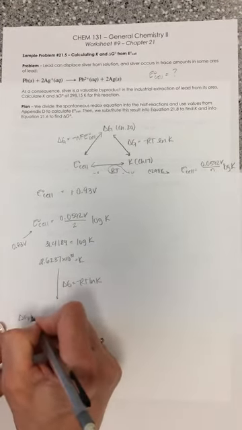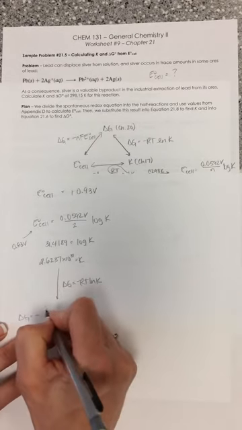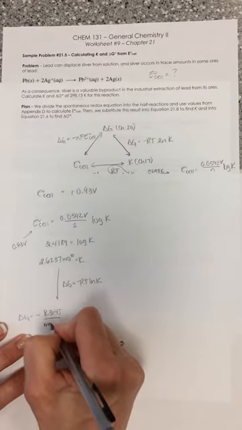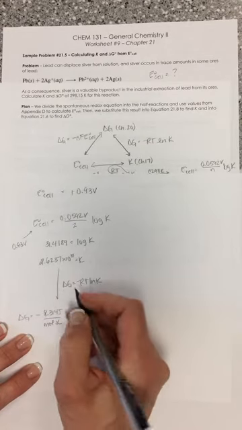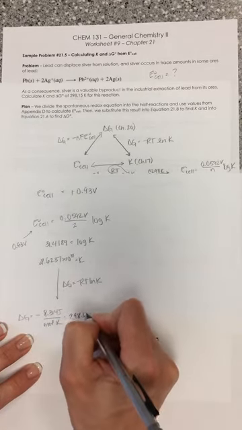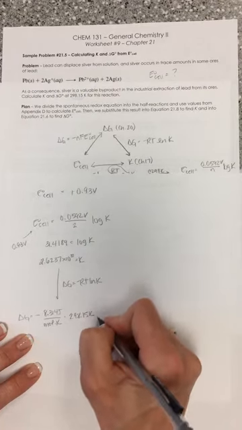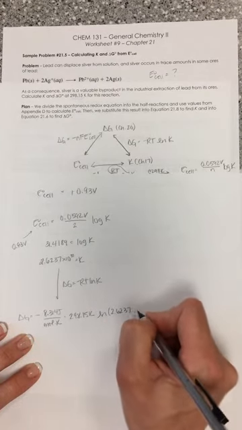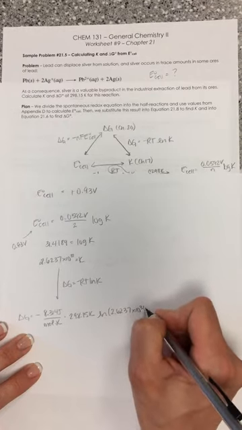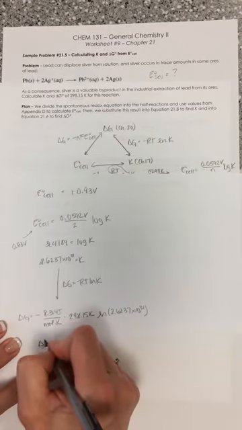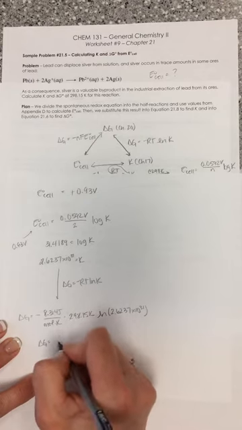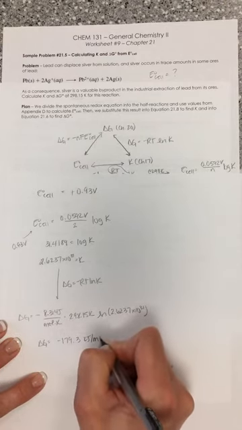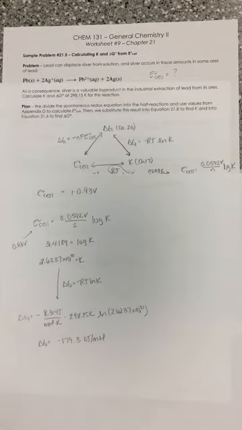So delta G, again, equals minus R T times the natural log of our K, 2.6237 times 10 to the 31st. Delta G in this is going to equal minus 179.3 kilojoules per mole.